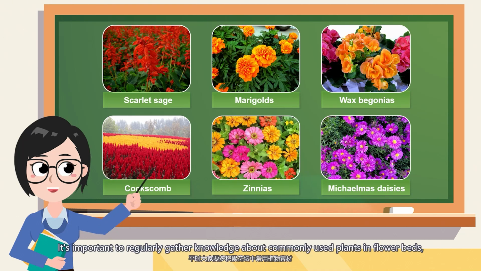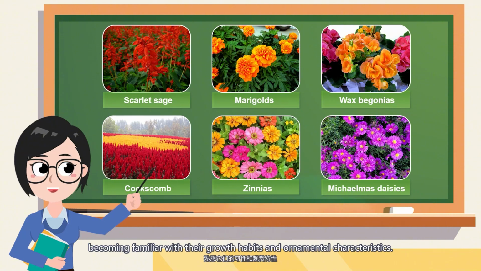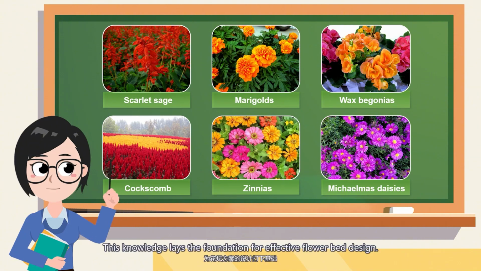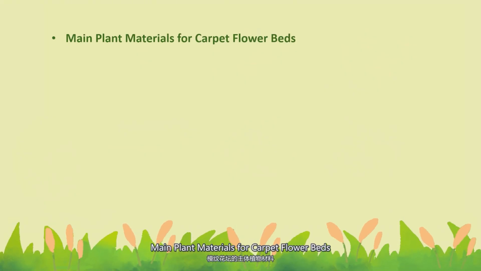It's important to regularly gather knowledge about commonly used plants in flower beds, becoming familiar with their growth habits and ornamental characteristics. This knowledge lays the foundation for effective flower bed design. Main plant materials for carpet flower beds.